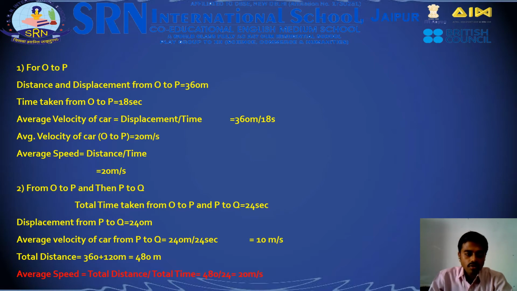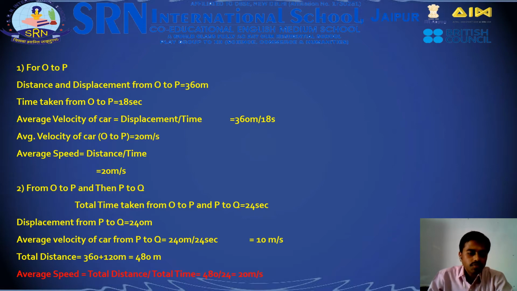When we talk about average speed, distance upon time is the formula. Again we get the same value, 20 meters per second. Now we will solve the second part of the question. In the second part, the body first goes from O to P and then returns in the same path but opposite in direction, from P to Q. For that, the total time taken is 18 seconds from O to P and 6 seconds from P to Q, so we get 24 seconds.